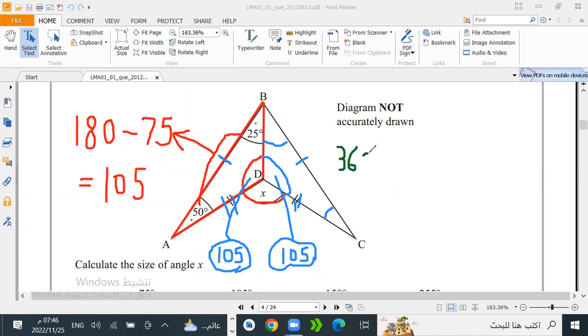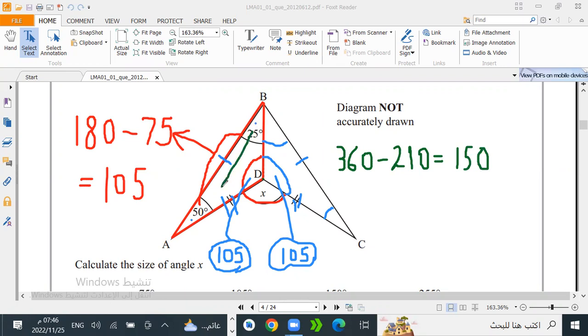360 minus 210, which is 105 plus 105, equals 150. Very good. So x equals 150.